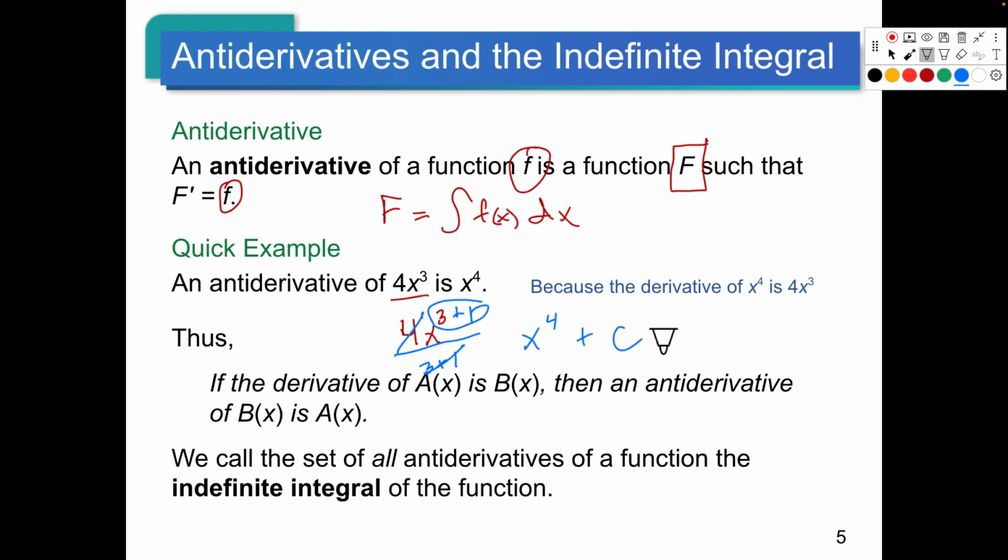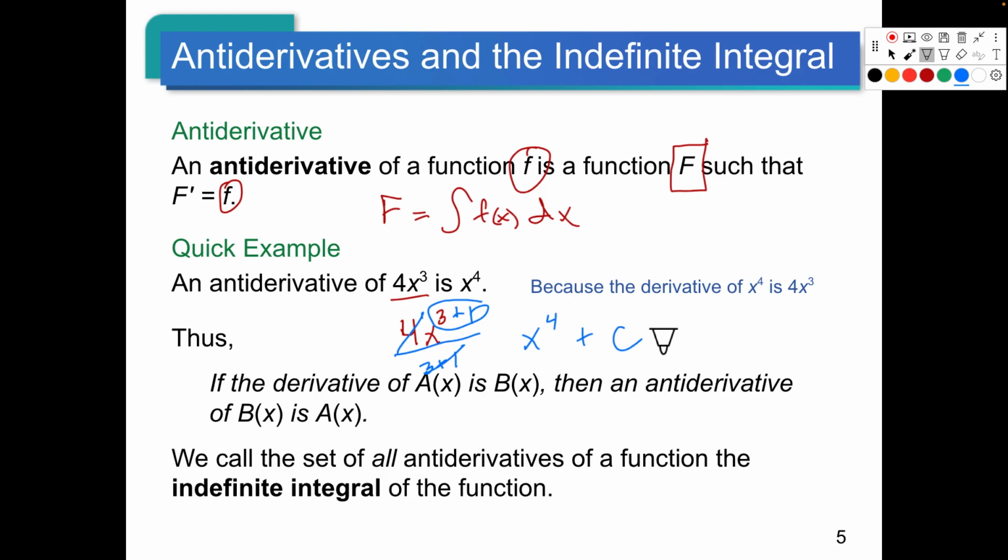So if the derivative of A of x is B of x, then B of x is the antiderivative of A of x, and an antiderivative of B of x is A of x. So if you take a derivative, integrate it, antiderivative, you get back to where you started. And we call that an indefinite integral. Indefinite because of that plus C. We don't know exactly which one, but it could be an infinite number of things, because C could be any kind of number, right?